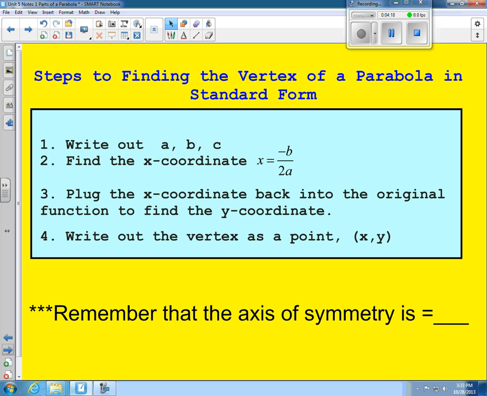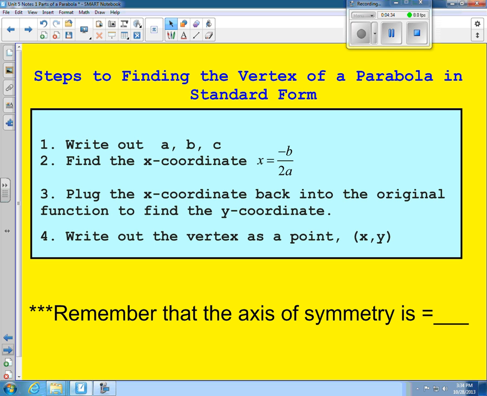Then three, you're going to plug the x-coordinate back into the original function to find our y-coordinate, and then write out the vertex as a point, x, comma, y. Remember that the axis of symmetry is equal to, what did the axis of symmetry equal to?